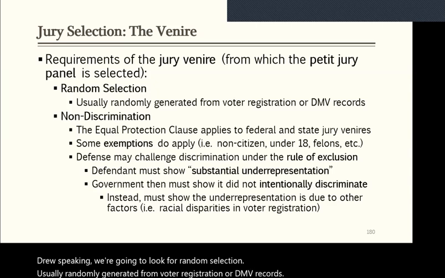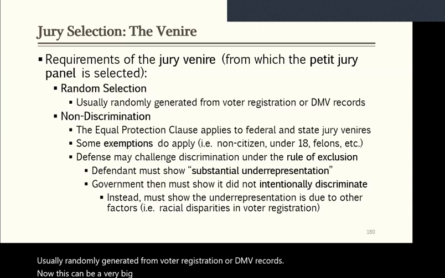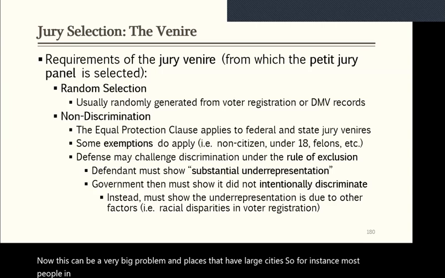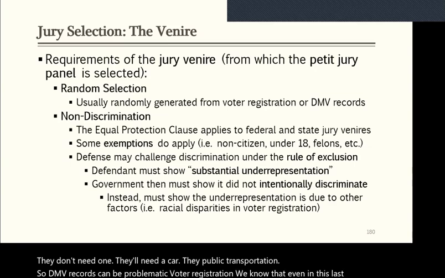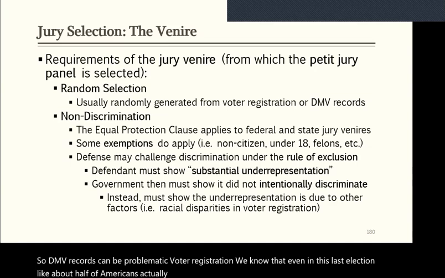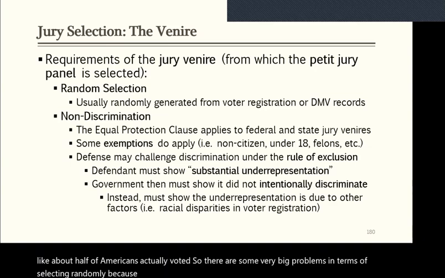Now, this can be a very big problem in places that have large cities. So for instance, most people in the city of New York don't have a driver's license. They don't need one. They don't need a car. They have public transportation. So DMV records can be problematic. Voter registration, we know that, again, even in this last election, only about half of Americans actually voted. So there are some very big problems in terms of selecting randomly, because generally speaking, the people who will have registrations or DMV records are going to be the more engaged citizens.